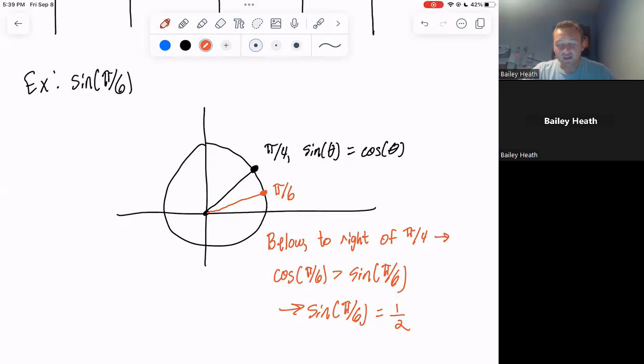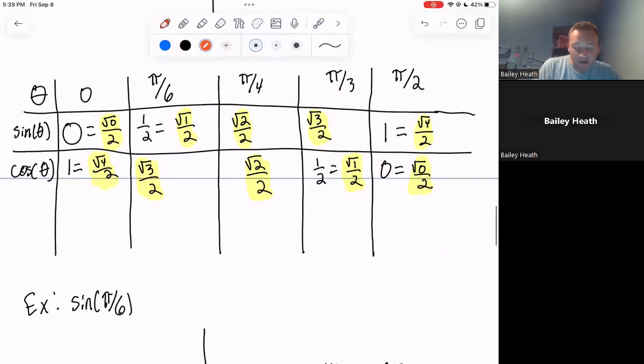After that, the next video will discuss reference angles, where you can extend what we've learned here about the first quadrant to all 4 quadrants of the unit circle. And then I think in the last video, we will discuss the inverse trig functions.